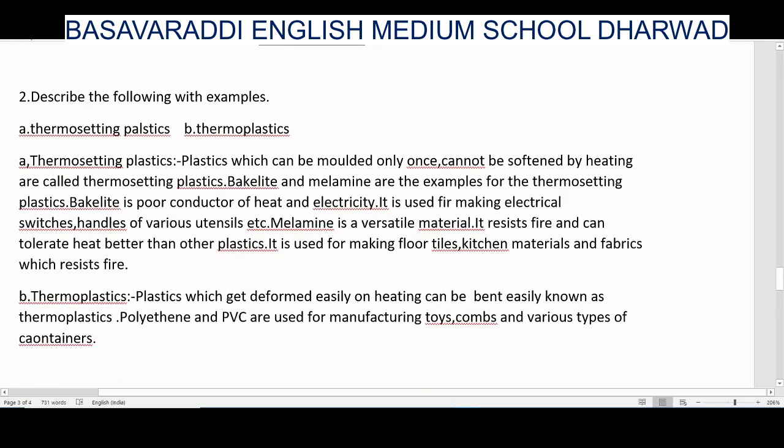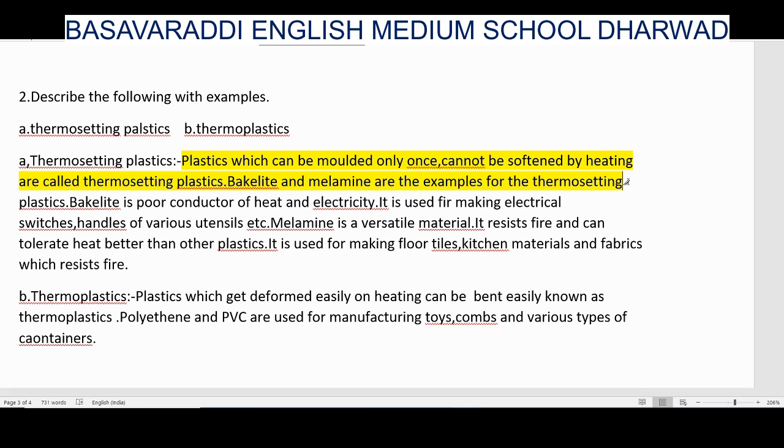So moving on to the second question: describe the following with examples. First one is thermosetting plastic and second one is thermoplastic. So let's go with the thermosetting plastics. These are the plastic materials which can be molded only once and they cannot be softened by heating.